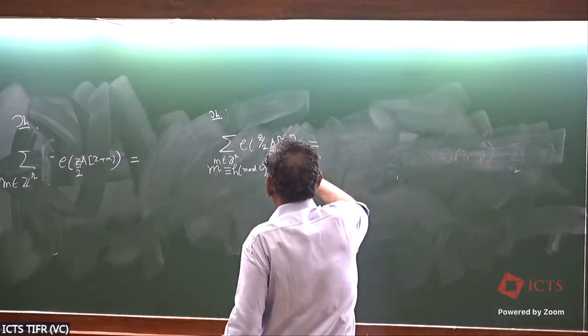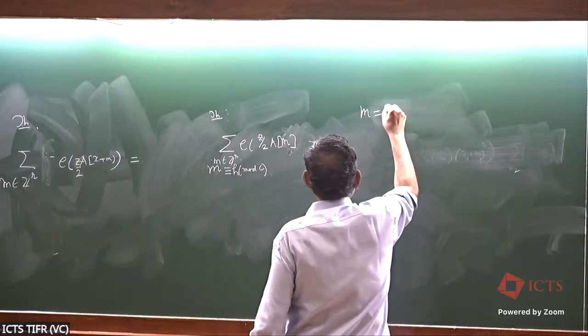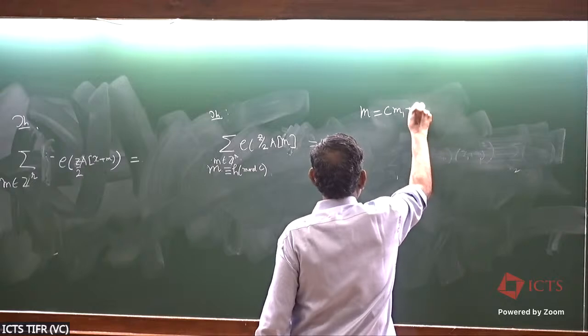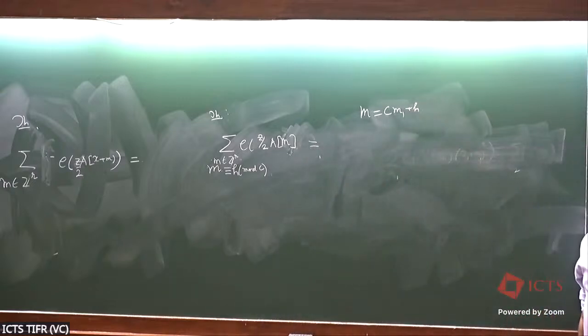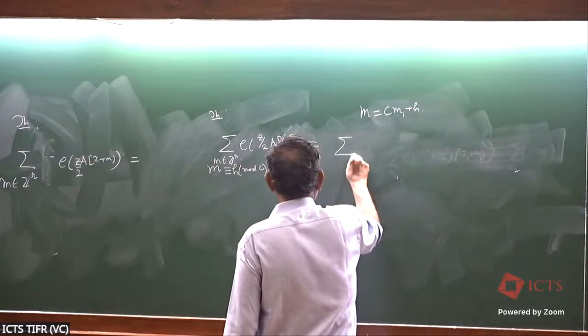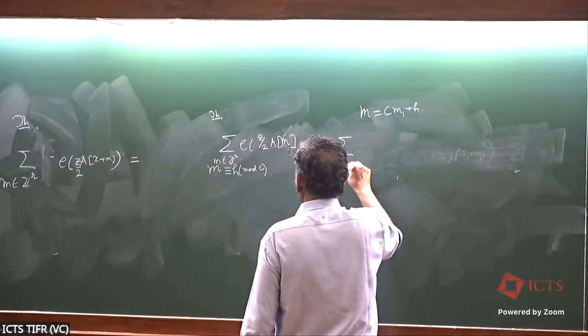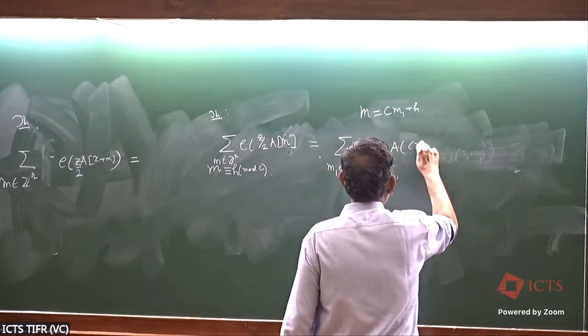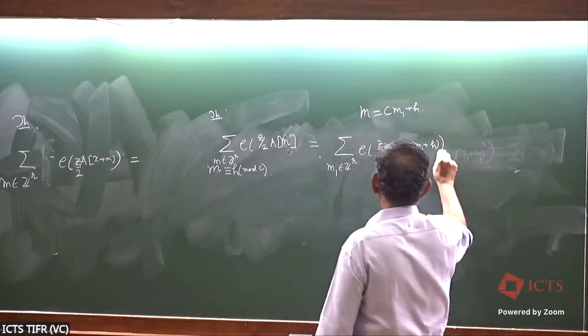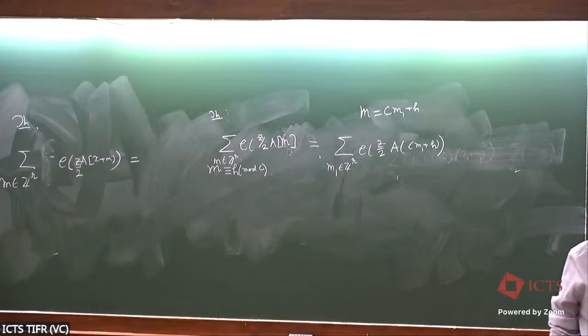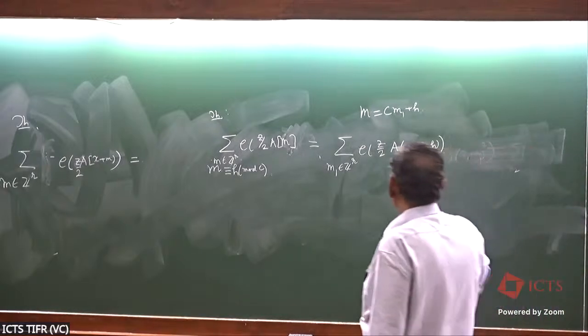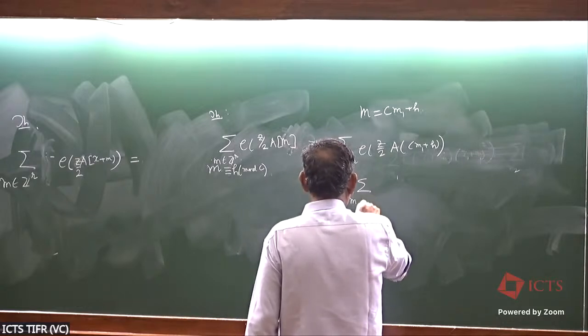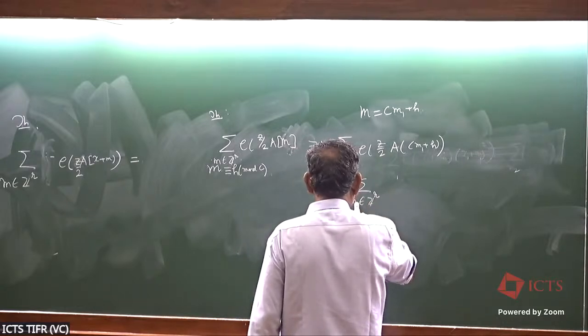Now this m can be written as C times m1 plus h. Therefore m1 belongs to Z power r, e of z over 2, a of C of m1 plus h. Instead of m, I am writing C times m1 plus h because my m is congruent to h modulo c. Now let us simplify that. This is m1 belonging to Z power r; whether you write m1 or m, it doesn't matter.